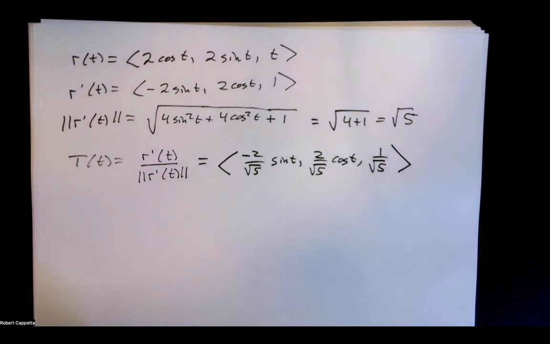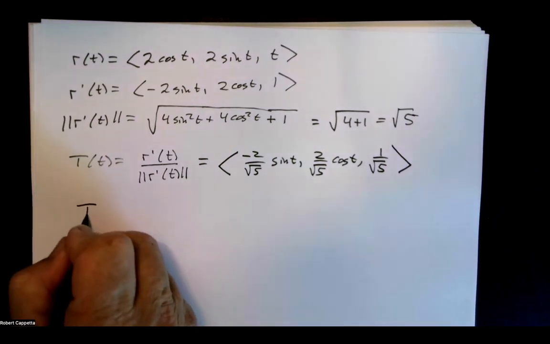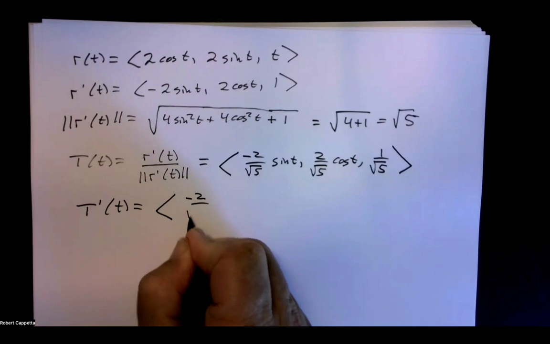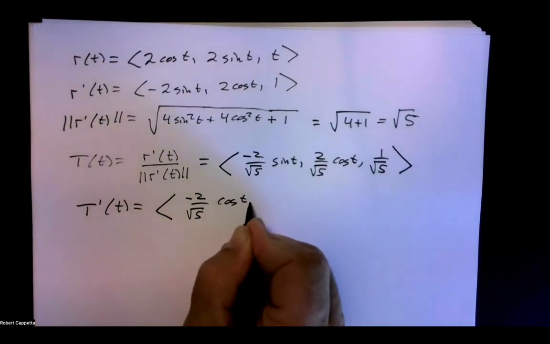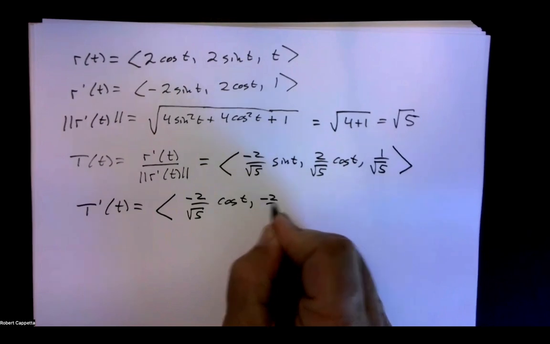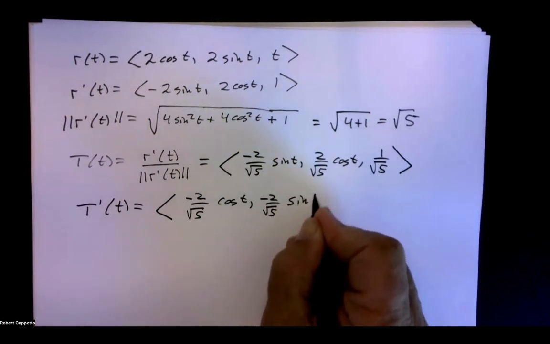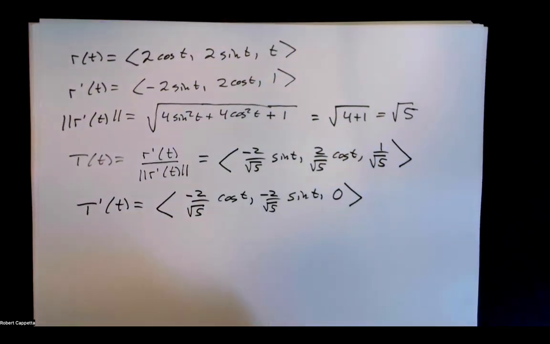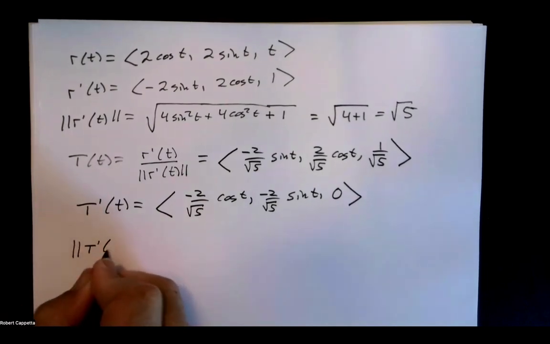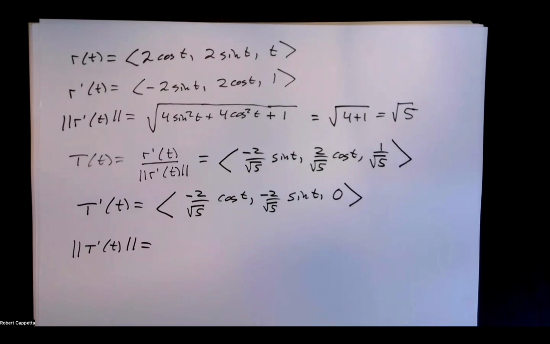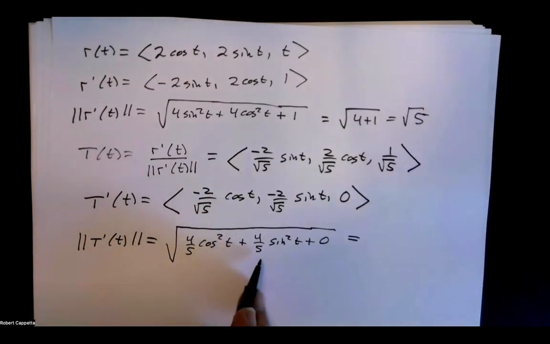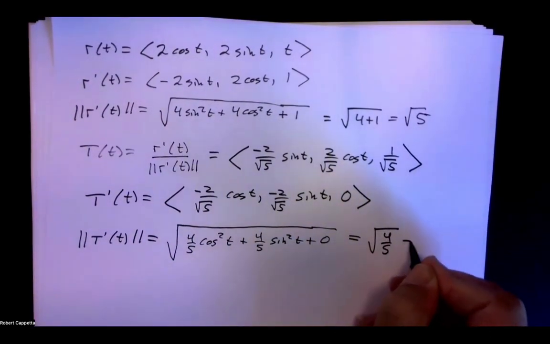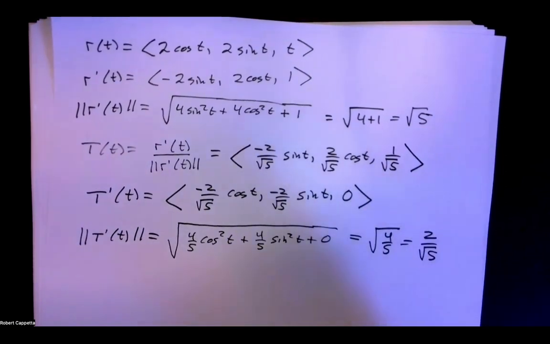Now, the next thing we've got to do is find N of t. N of t requires me to get T prime of t first. So what is T prime of t? Negative 2 over root 5 cos t, 2 over root 5 times negative sine t, or negative 2 over root 5 sine t, and 0. So I need T prime of t to get the unit normal, and I need the magnitude of T prime of t. What will that be? We get 4/5 cos squared t plus 4/5 sine squared t plus 0, which is just the square root of 4/5, which is of course 2 over root 5.